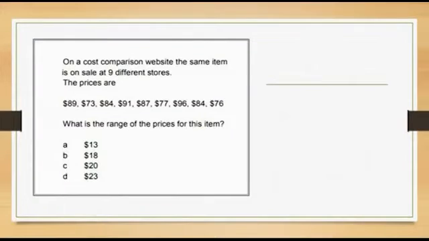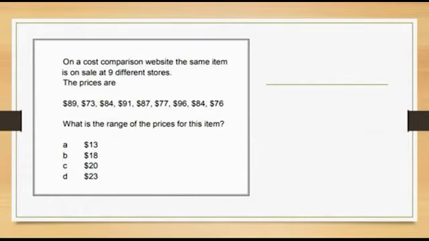So you go online and you see that there are 9 different vendors that are selling the item that you want. And you pretty much want to tell her the lowest and the highest, the range in which the item is being sold at. So this is what it would look like. The prices you have are $89, $73, $84, $91, $87, $77, $96, $84, and $76.